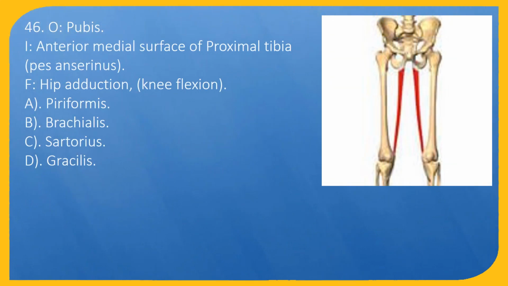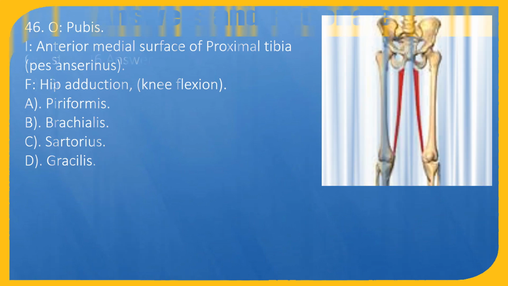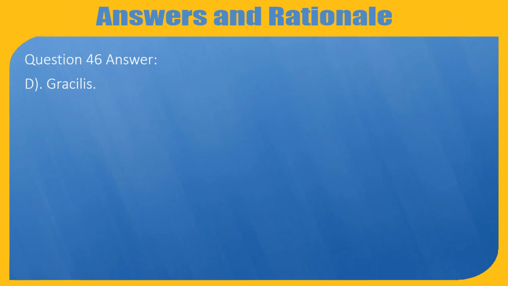Question 46. Origin: pubis. Insertion: anterior medial surface of proximal tibia, pes anserinus. Function: hip adduction, knee flexion. A. Piriformis. B. Brachialis. C. Sartorius. D. Gracilis. Question 46, answer D. Gracilis.